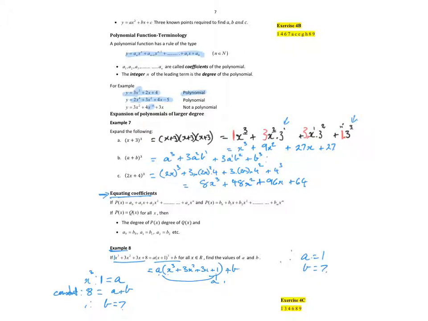So it's a case of expanding the terms, getting them to look similar, and then equating the coefficients, trying to match off the x squared coefficient, the x coefficient, etc.